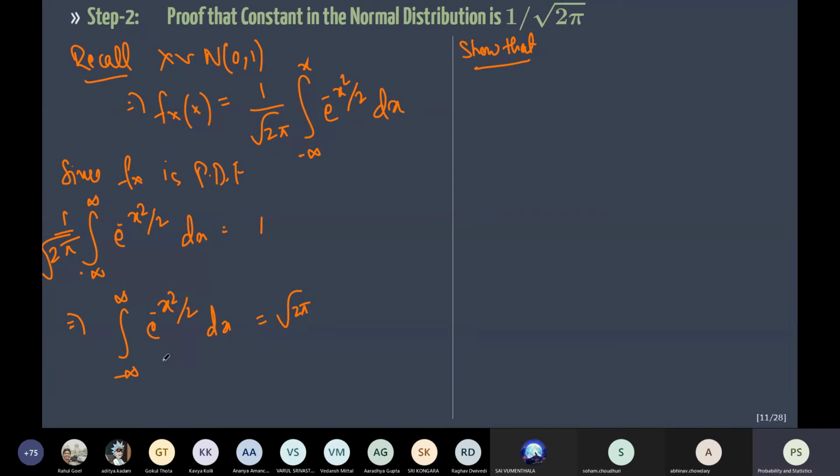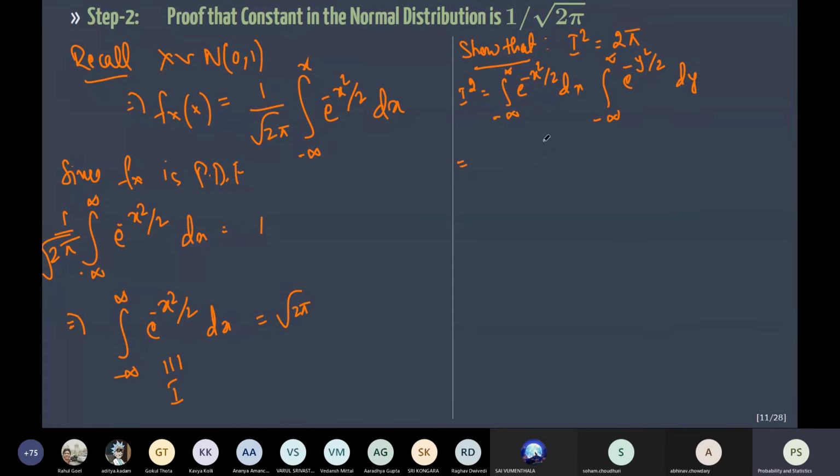So let us say this integral is I. We will show that I square is 2 pi, and then I will be square root of 2 pi. So I square is the integral from minus infinity to infinity of e to the minus x square by 2 dx, times the same integral, but I can use some other variable also: e to the minus y square by 2 dy. It doesn't change the I because the variable I can change.